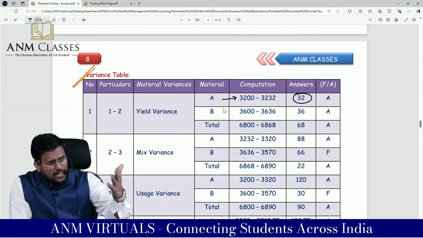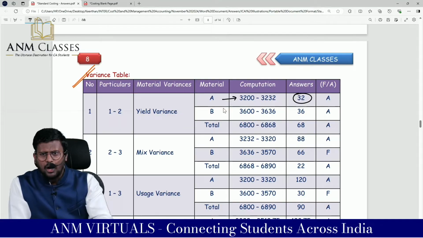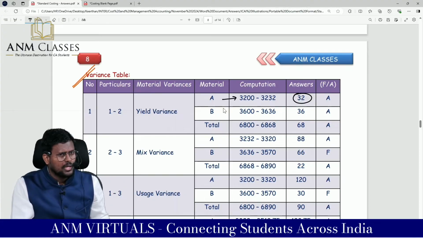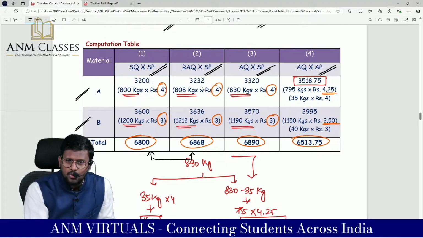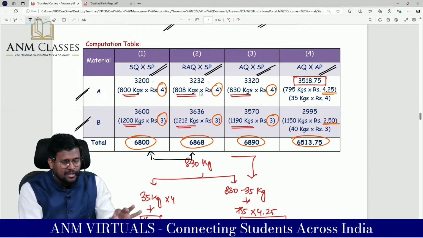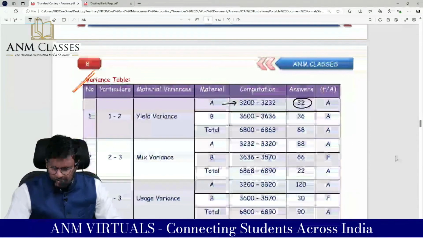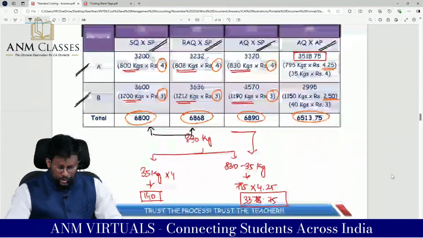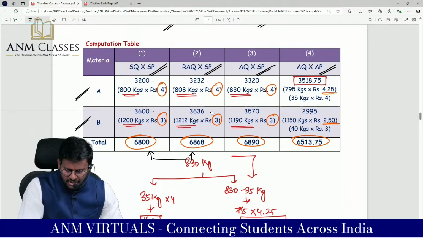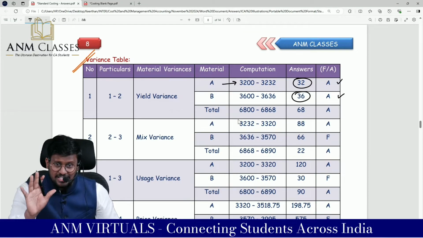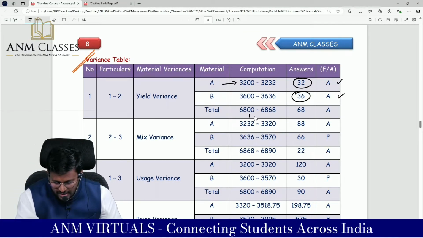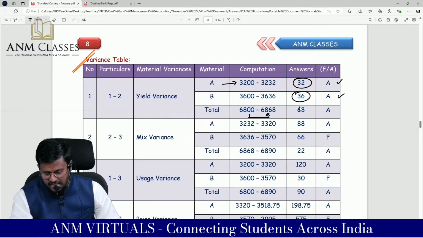From here onwards, whatever question you are doing, you should do item wise also. Once you study how to do the total, item wise is very easy. Are you really with me? For material A, material yield variance is 3200 minus 3232, 32 rupees. Next one, 3600 minus 3636, 36 rupees. Check whether this matches. Total: 6800 minus 6868, 68 rupees adverse. Shall I proceed? Yes, sir.